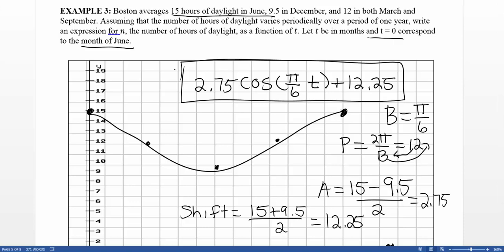So being able to take information from a word problem and assign it to a periodic function is incredibly powerful because, again, this will help us predict what might happen at a later time. So this is something we're going to be doing throughout this course.